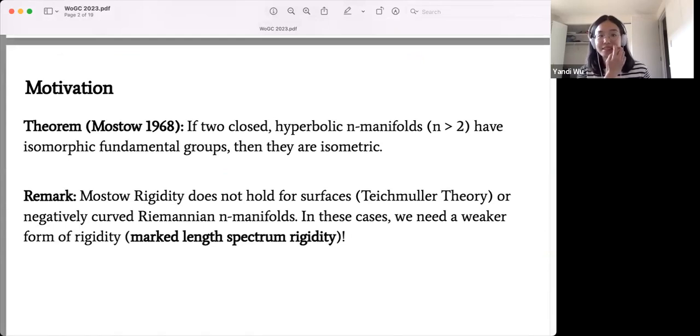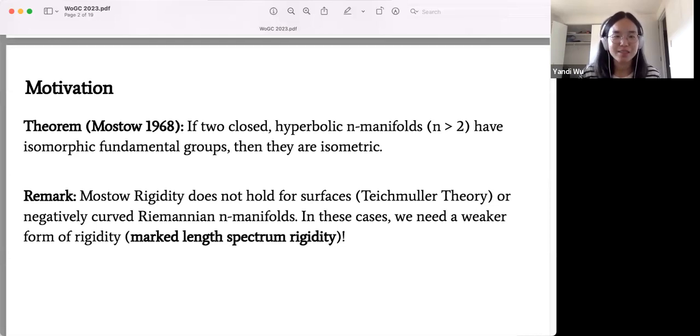So Mostow rigidity is what I want to start with. This is a geometric form of Mostow rigidity. It basically says that if two closed hyperbolic n-manifolds, for dimension of the manifold greater than 2, have isomorphic fundamental groups, then they're actually isometric. This is a very strong form of rigidity because topological information is implying information about the metric, which is very surprising.